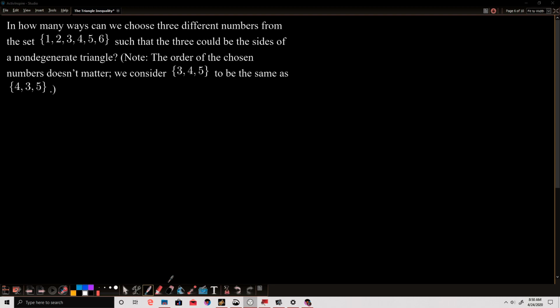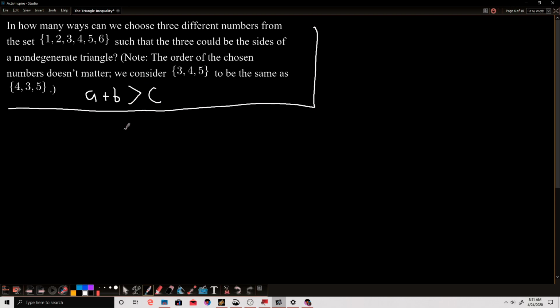So, a non-degenerate triangle means that we would have a situation where A plus B must be strictly greater than C. We cannot have equality in this situation. So let's start with casework. Case 1. And let's pick a number from this list. We'll start with 1 and we'll say, what if 1 is the smallest side?